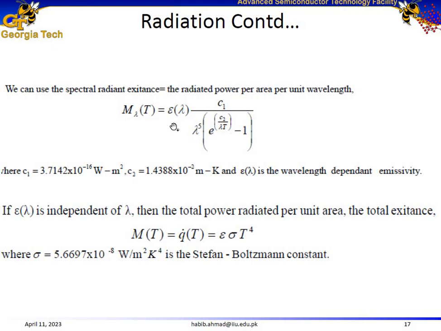But if we assume that epsilon of lambda is independent of wavelength, then M of T comes out to be heat flow per unit area. M lambda of T is the radiated power, watt per centimeter square per wavelength, in nanometers or micrometers. But if this is wavelength independent, then its unit becomes watt per centimeter square, equivalent to the heat flow per unit area, equal to emissivity times the Boltzmann constant times temperature to the power of 4. And we already know the value of Boltzmann's constant.